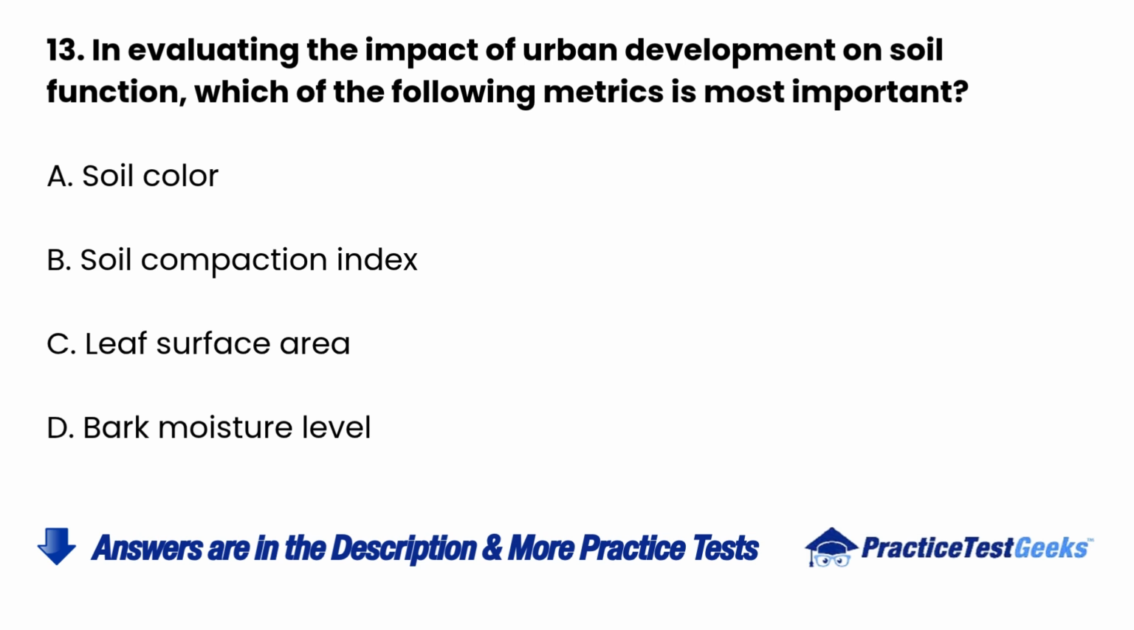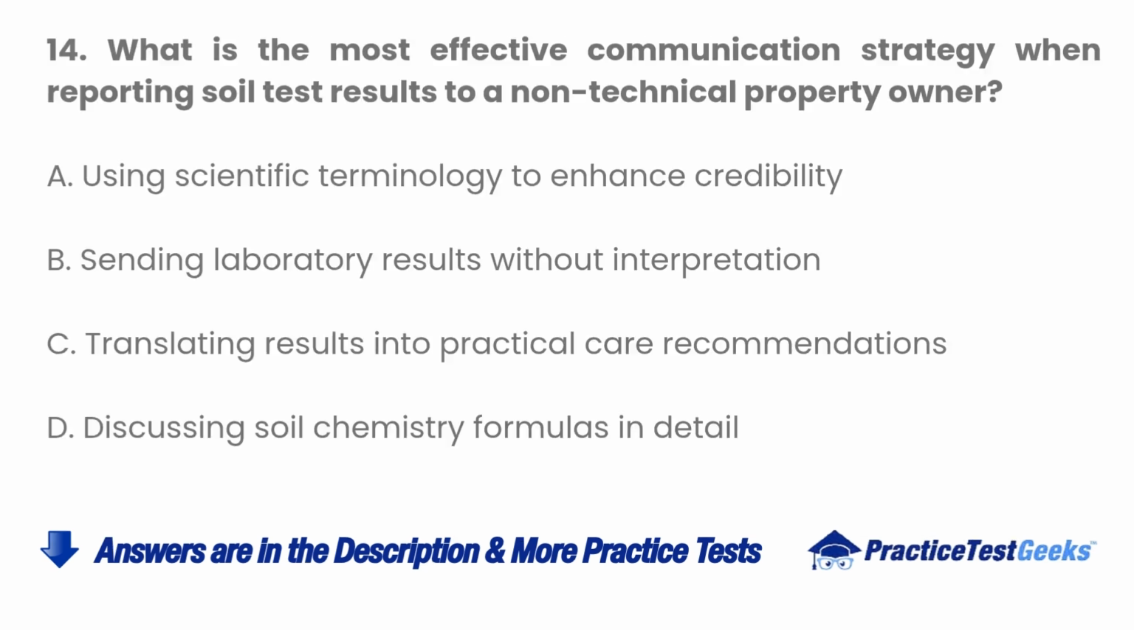13. In evaluating the impact of urban development on soil function, which of the following metrics is most important? A. Soil color. B. Soil compaction index. C. Leaf surface area. D. Bark moisture level.